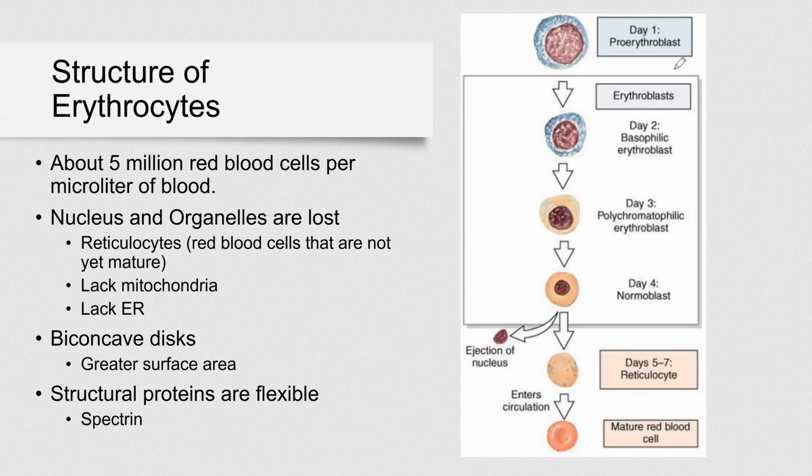So we start with the proerythroblast, and then we see some changes in a couple of days, and then ejection of the nucleus. So the cells that will become our red blood cells originally have a nucleus and organelles, but then they are ejected and the cells became mature red blood cells, right? So on day 5 through 7, we have reticulocytes, and then reticulocytes mature into erythrocytes.